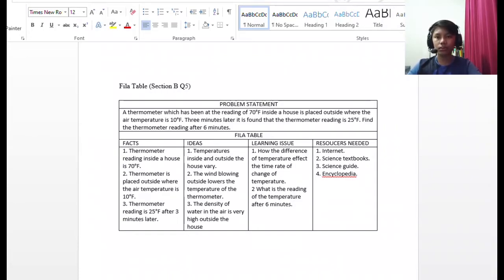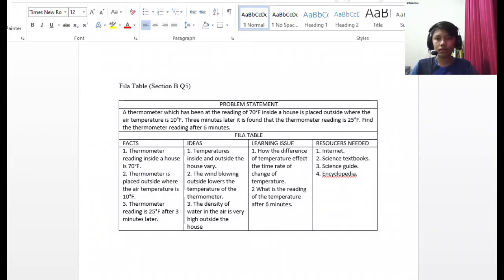Now we continue to the case study, section B, question 5. So the problem statement is a thermometer which has been at the reading of 70 Fahrenheit inside the house is placed outside where the air temperature is 10 Fahrenheit. 3 minutes later, it is found that the thermometer reading is 25 Fahrenheit. Find the thermometer reading after 6 minutes.